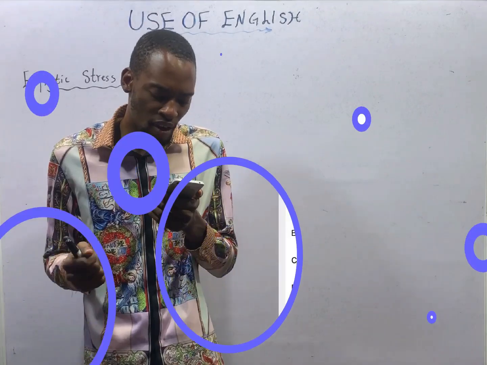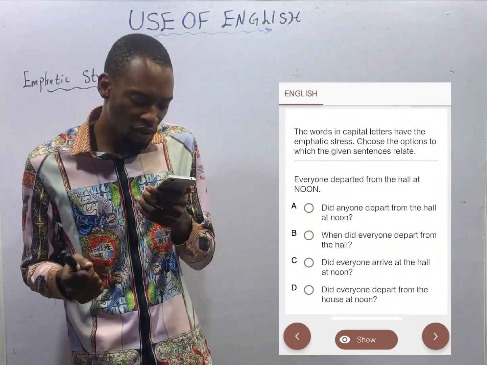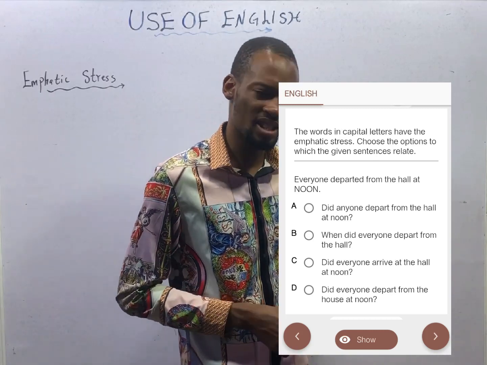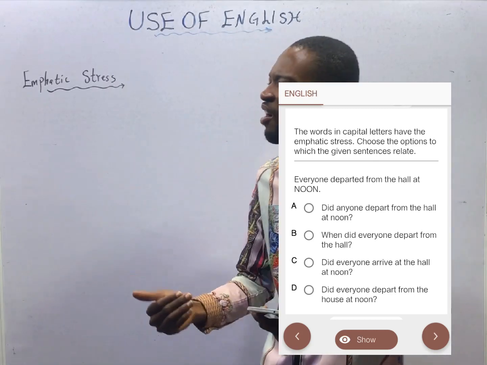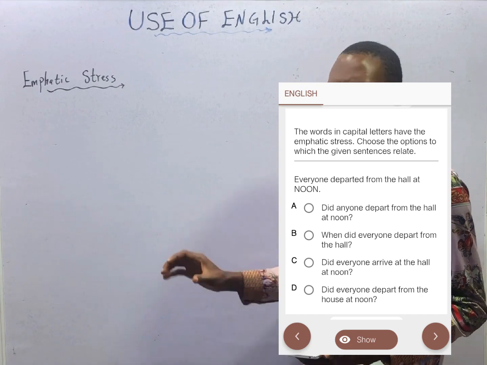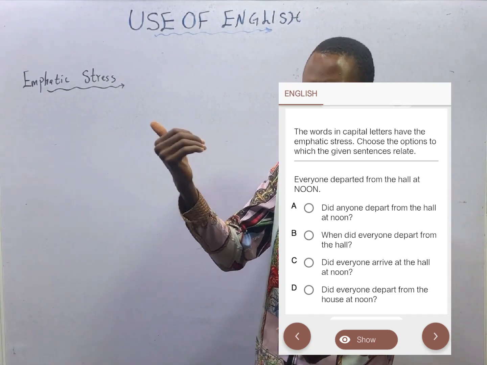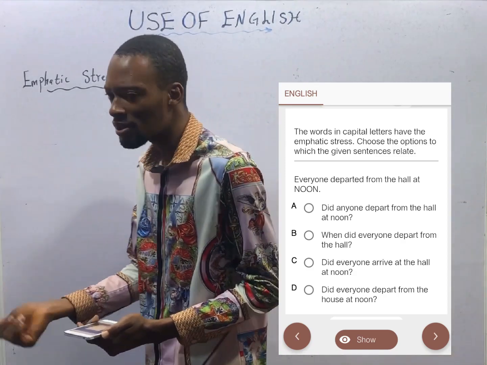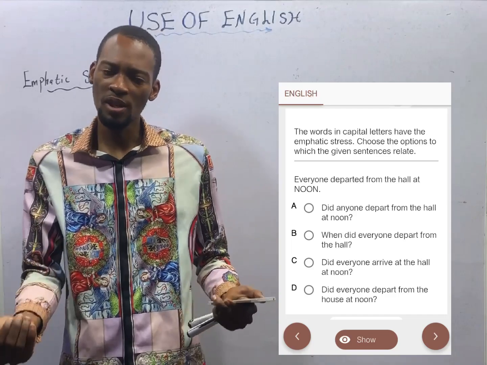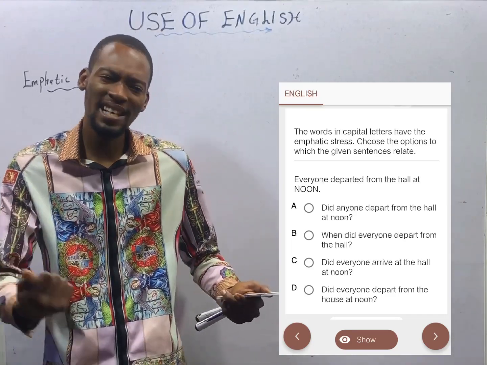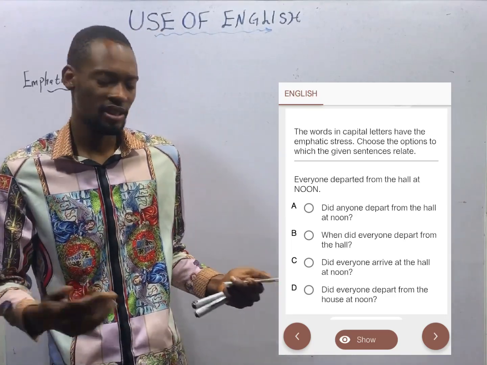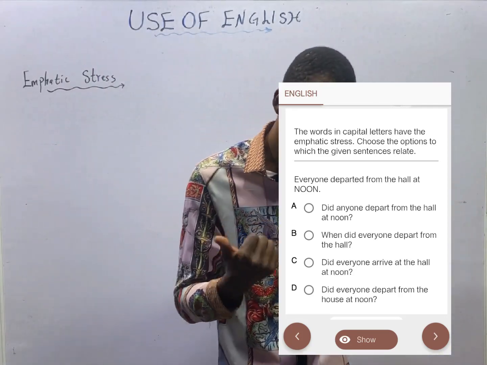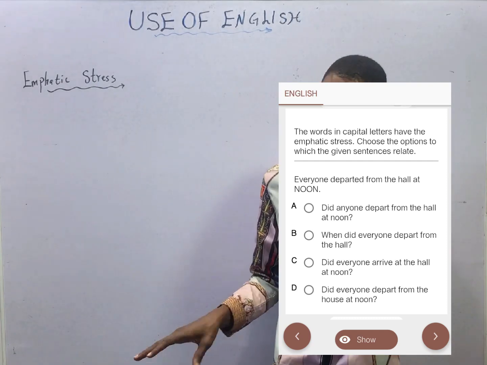Everyone departed from the hall at noon. And the emphatic stress is noon. The law is simple. Any option that contains the word that is stressed is automatically wrong. That is one. And any option that asks a question or gives an answer that warrants the question would be correct. In this case, A is automatically wrong, option C is wrong, option D is wrong.